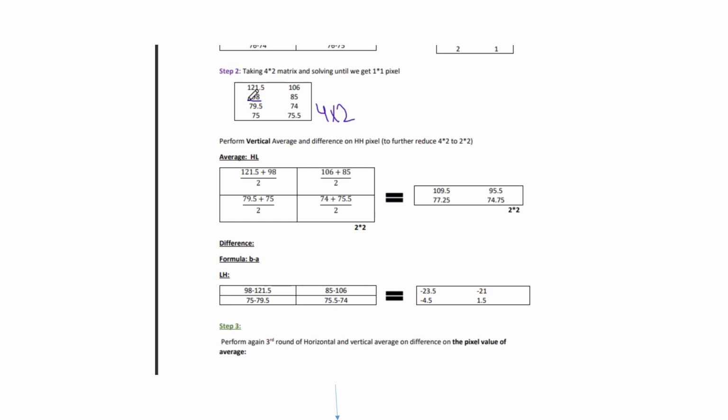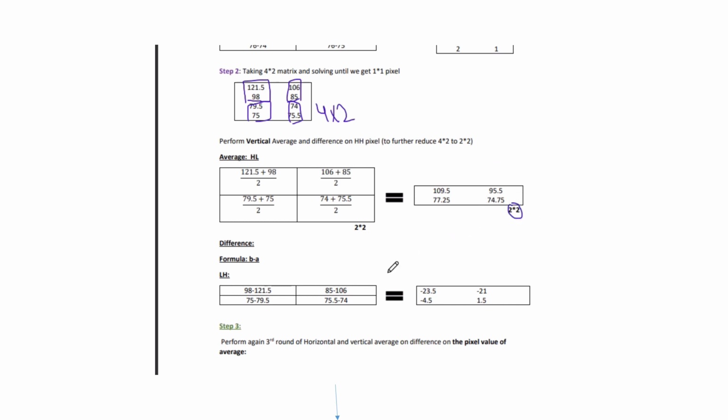So we are going to take these two values and we will first calculate the average of them, then we will take these two values and take the average of them, then the third value, and then the fourth value. So here I have calculated 121.5 plus 98. This is the vertical direction and we are taking an average of it. So the answer is this. Now this is a 2 cross 2 matrix, right?